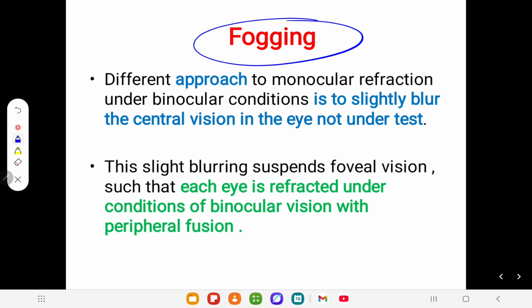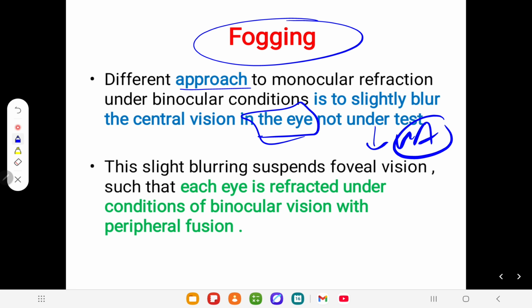So another is fogging. This is very simple. A different approach to monocular refraction under binocular condition. It slightly blurs the central vision of the eye not under test. So for the eye that is not being tested, we reduce visual acuity by fogging. Simply that. This slight blurring affects foveal vision such that each eye is refracted under the condition of binocular vision with peripheral fusion.